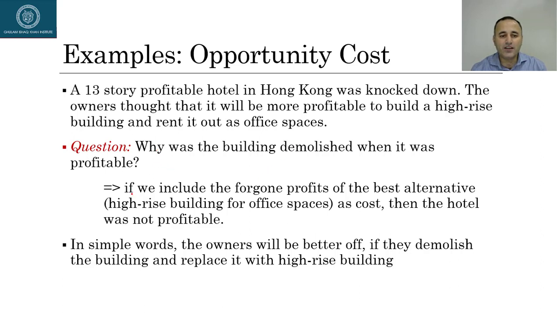So in the whole analysis, we include the foregone profits of the best alternative. Alternative number one was as is, which is the hotel. Don't do anything, just run the hotel and make money. Alternative number two was to demolish the hotel and build a high-rise building. That was alternative number two.